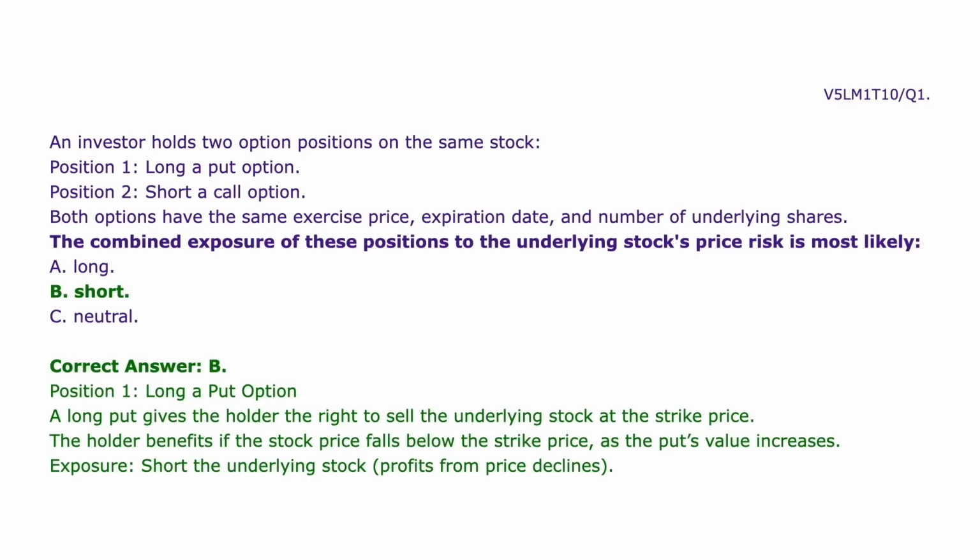Recall, a long put gains if the stock falls and loses if it rises. This is short exposure. A short call gains if the stock falls or stays flat, and loses if it rises. This is also short exposure. Combined, a long put plus a short call equals a synthetic short stock position. Payoff: the exercise price or strike price of the options minus the current price of the underlying stock, plus net premium, equals short stock. The correct answer is B.